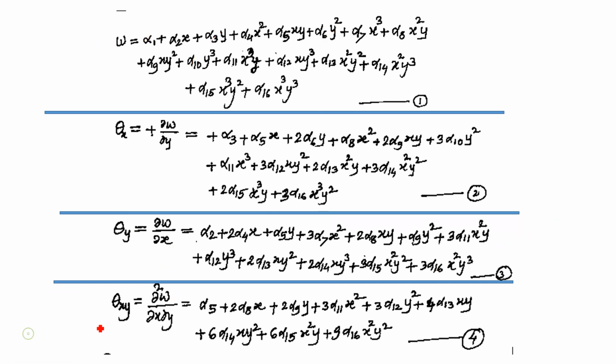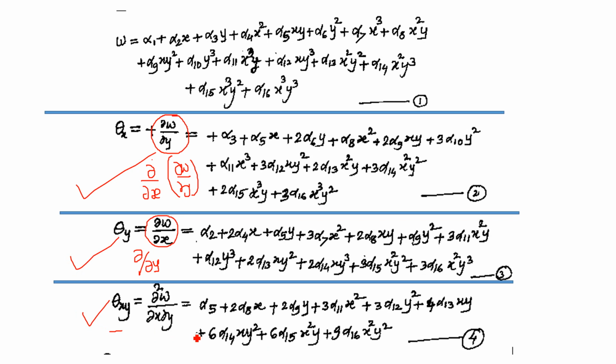Now to find theta xy, that is d square w by dx dy, either you can differentiate this expression with respect to x, because we have already differentiated with respect to y, like this, or we can take this expression which is already the derivative with respect to x, and differentiate it with respect to y. We will get the same expression from both. So if you differentiate one of these two equations again, either with respect to x or with respect to y, we will get the expression of theta xy, right?